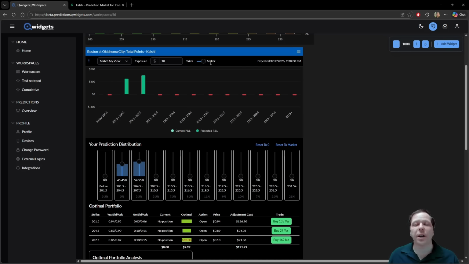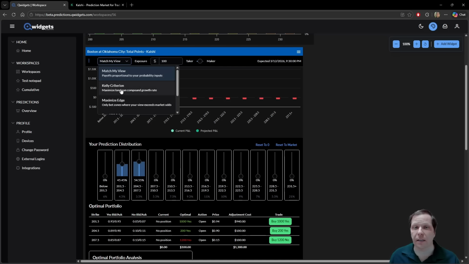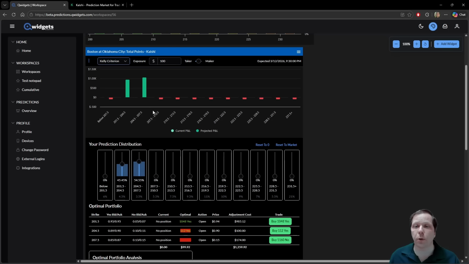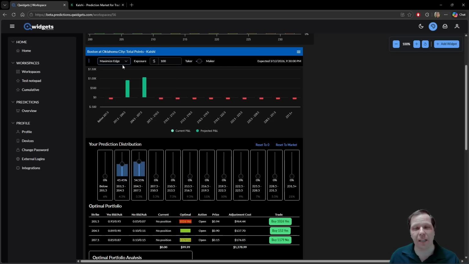In this video, we're going to take a look at Qwidgets Portfolio Optimizer. This feature offers three key benefits to any predictions investor. First, it makes it easier to express your market view for events made up of dependent markets. Second, it helps you understand the optimal portfolio for that view using a variety of allocation strategies. Finally, it helps you keep your portfolio in sync with that view as market data changes.